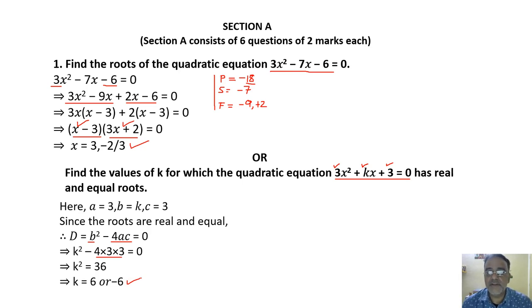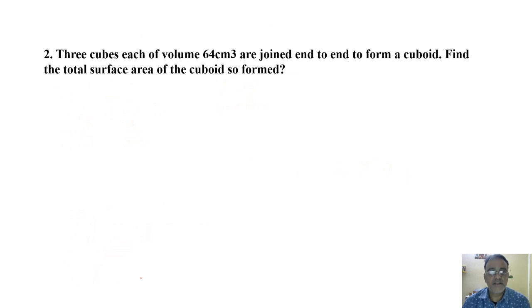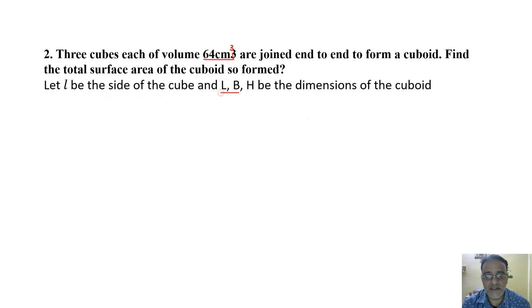So this is the first question. Now we are moving toward question number 2. 3 cubes, each of volume 64 centimeter cube, are joined end to end to form a cuboid. Find the total surface area of the cuboid so formed. So let l be the side of the cube, and capital L, capital B, capital H be the dimensions of the cuboid. Now, what is the volume of cube formula? l cube. Right. l cube is equal to 64 centimeter cube. Now, what is the cube root of 64? 4. So l is equal to 4 centimeter.